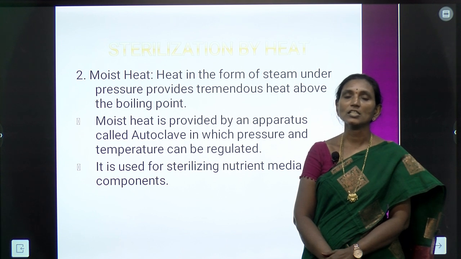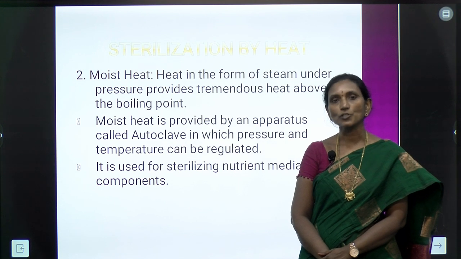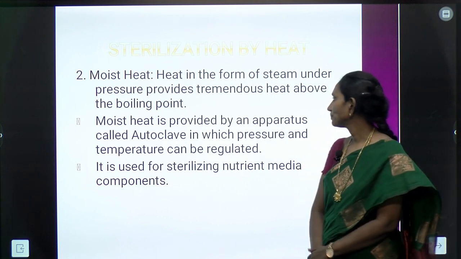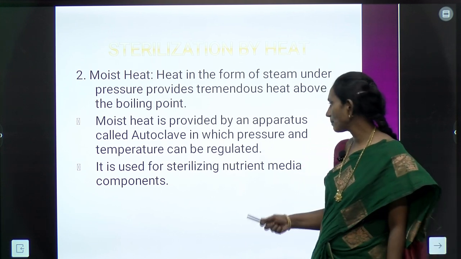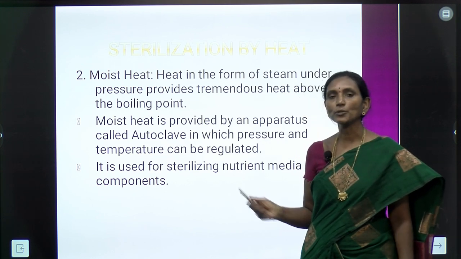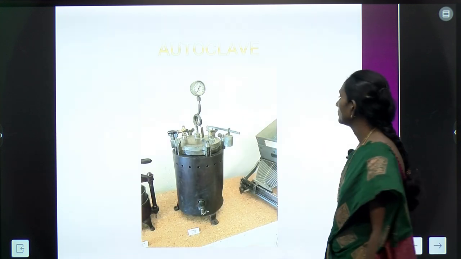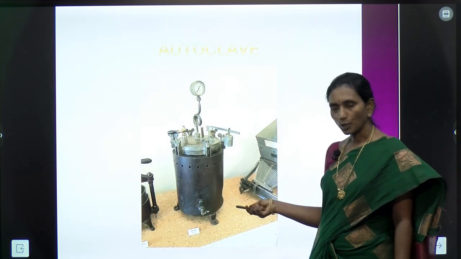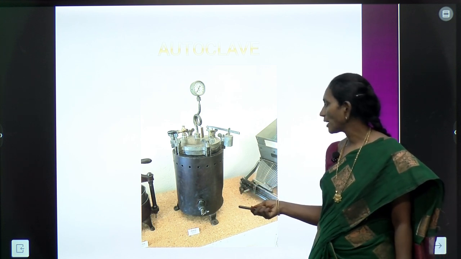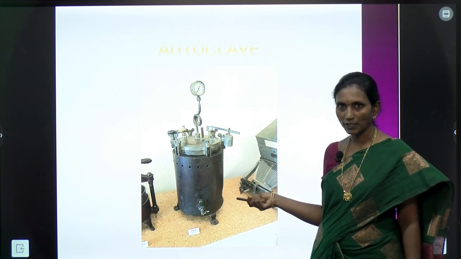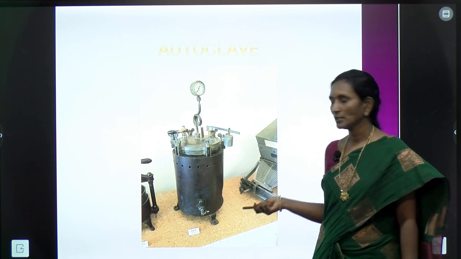This moist heat is provided in an apparatus called autoclave. This instrument is used for sterilizing the nutrient medium. In autoclave also there will be regulation for temperature and pressure. Generally, some of the nutrient medium components are sterilized in this autoclave. This is the photograph of the autoclave. It works just like a pressure cooker. In this instrument, moist heat under pressure is provided and nutrient medium is kept inside this instrument and it will be sterilized.